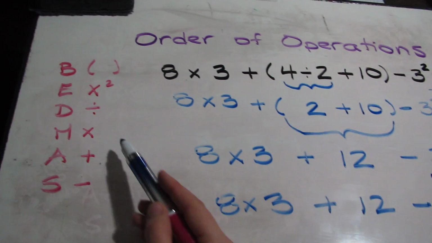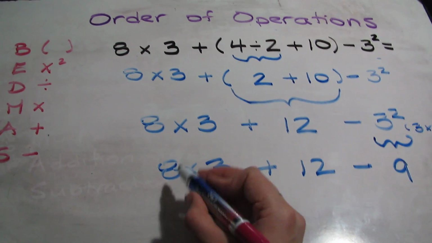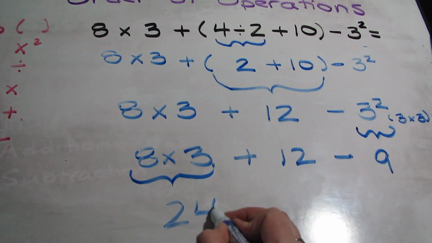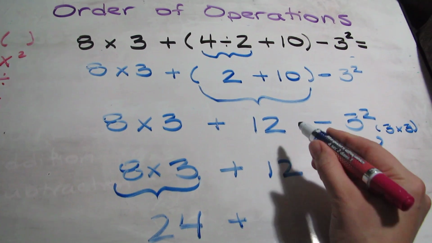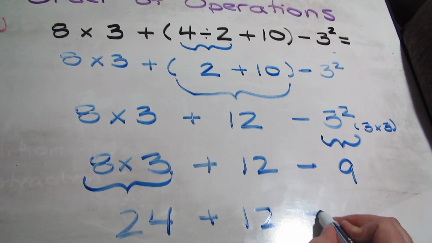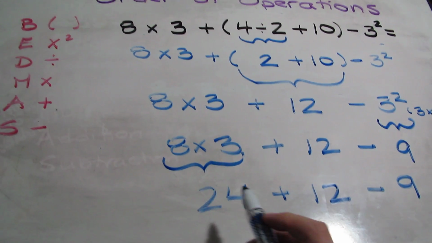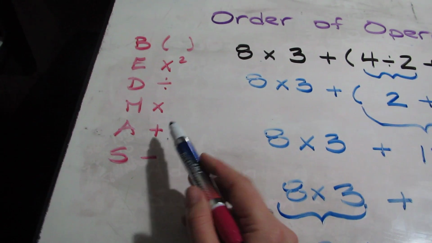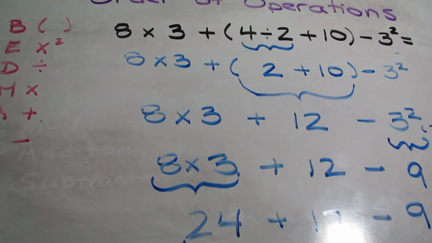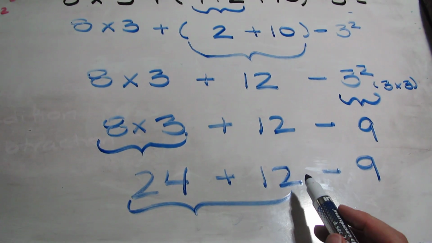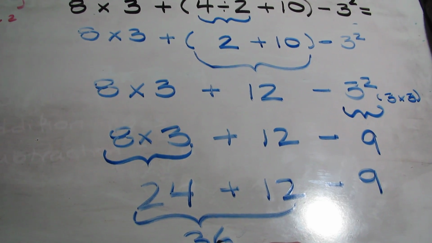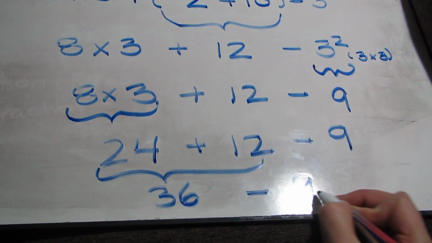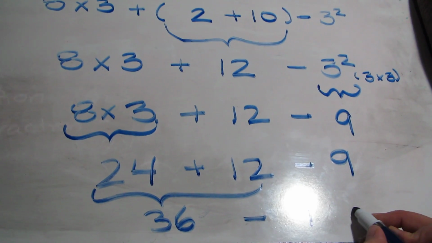Division, no division. Multiplication, yep, there it is. Again, taking the whole section, 8 times 3, 24. And now I'm going to rewrite everything, trying to keep it in line as best I can so nothing's forgotten. Coming back over here. Addition. Okay, I got to do my addition next. So, taking that section, 24 plus 12, 36. Okay, I'm going to rewrite it again, minus 9, sorry about the glare there, equals.